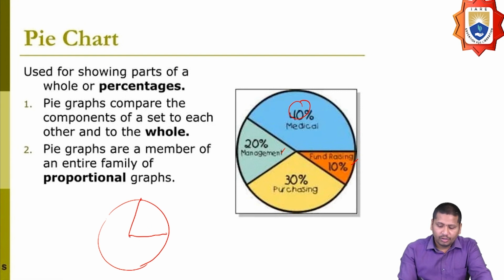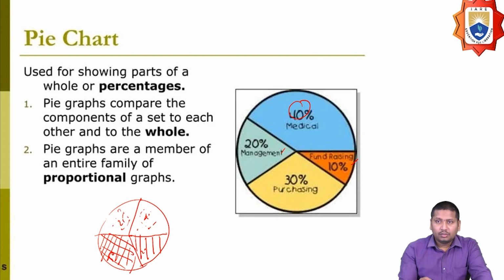And fundraising will be 10-20%, and this is for how many people are purchasing, that will be 50%, and management. So like this I can construct the pie chart.